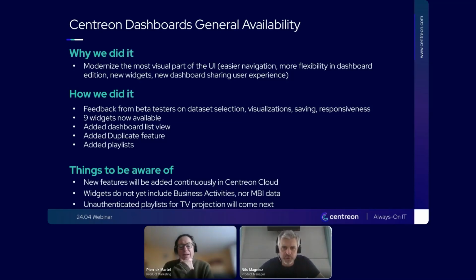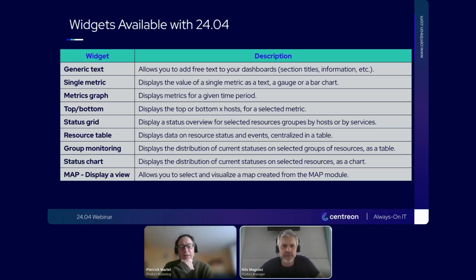So just a quick overview of the widgets that are currently available with the 24.4 version. First one is generic text, just a basic widget that would allow you to put labels on your dashboard to make sections, separate sections, and things like that.